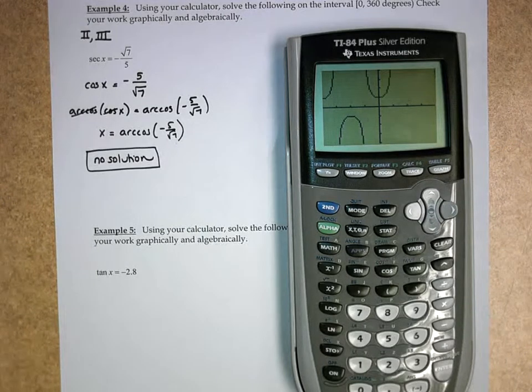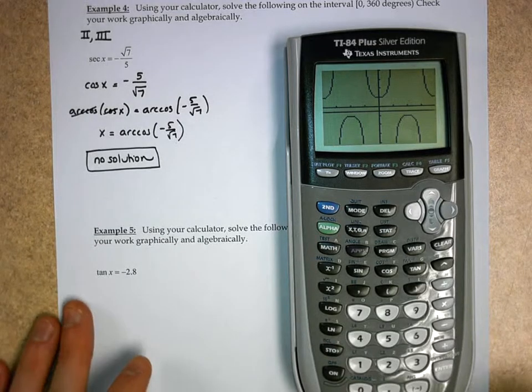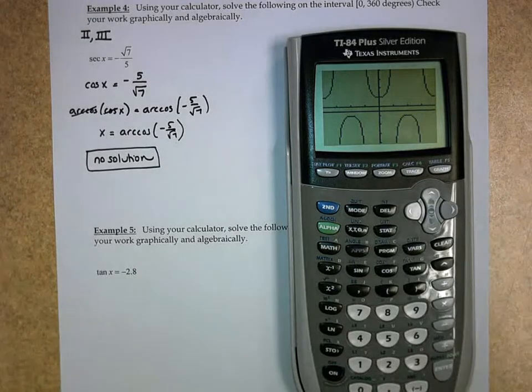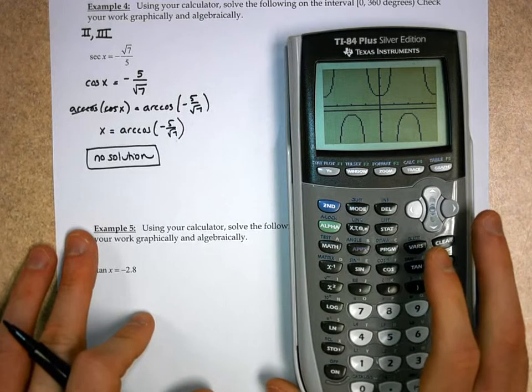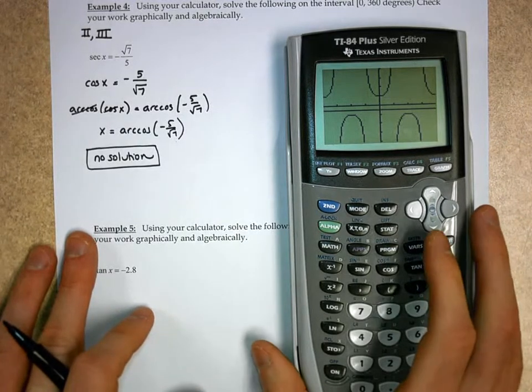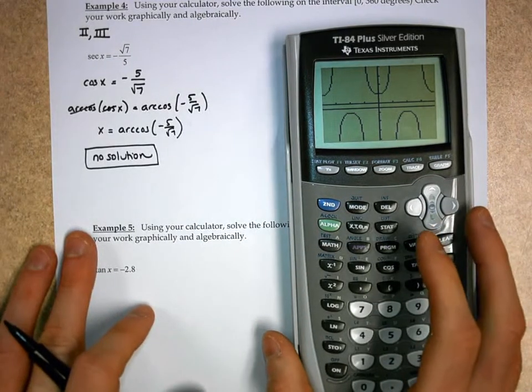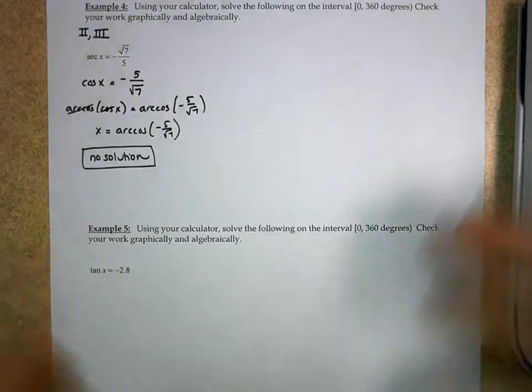And there's my secant graph that I'm used to. And there's that cosine graph. Or not, excuse me, the negative square root of 7 over 5. Does that negative square root of 7 over 5 ever intersect that secant graph? And when you look at that, you say, no, it doesn't.